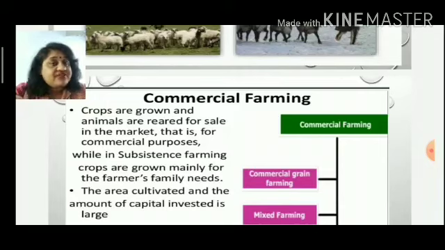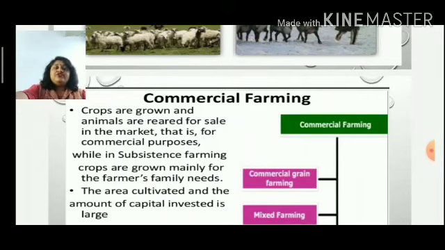Commercial, the word stands for, yes, sell, बेचना, sell करना, to earn something. That is for commercial purposes, right? So in commercial farming, the crops are grown and animals are reared.